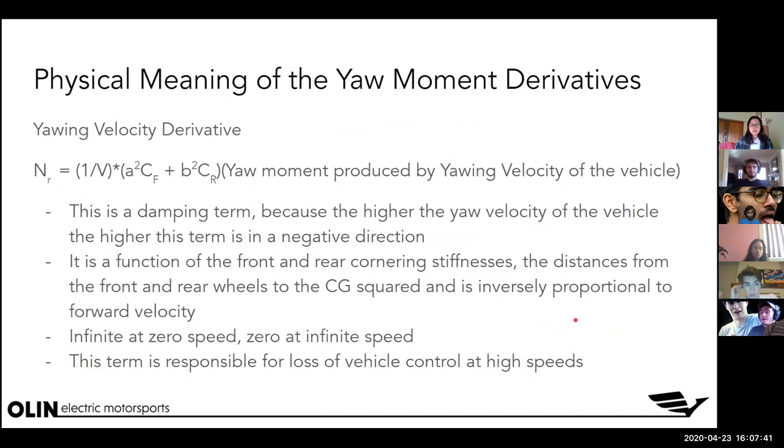The next one is the yaw velocity derivative. Okay, so this is looking at our yawing moment as compared to our yawing speed. And this one is really interesting, because this is actually a yaw damping term. Are people familiar with what dampers do? Kind of. So what a damper does is if you have some force, a damper is going to provide a counterforce that is usually proportional to speed. Normally they're proportional to speed.